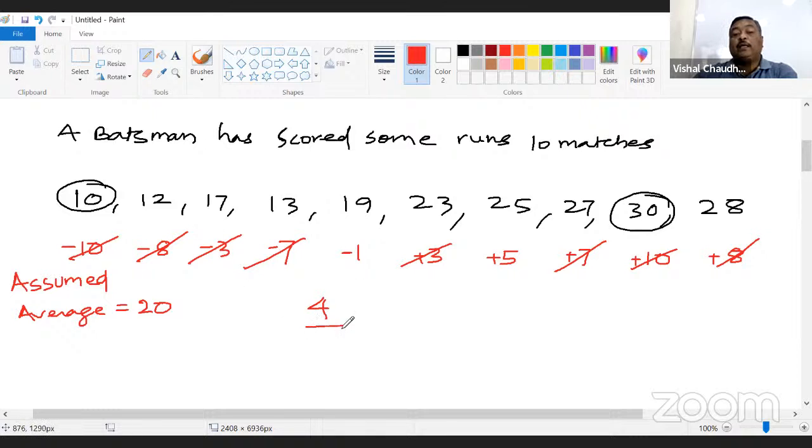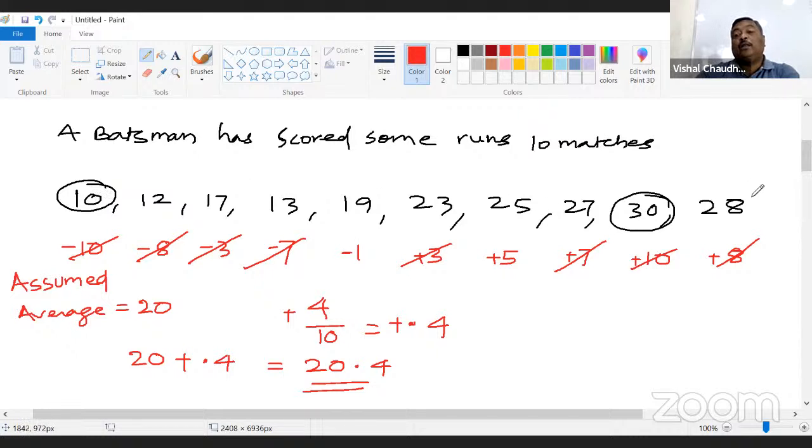So minus 10, plus 10 gone, plus 7, minus 7 gone, minus 8, plus 8 gone, plus 3, minus 3 gone. So we have minus 1 plus 5 only left, that is 4. How many numbers did we have? 10. 4 by 10 is what? 0.4. So my average will be 20 plus 0.4, as we have only plus here, and that is 20.4. You can check for yourself. If you add all the numbers and divide by 10, you will get 20.4.